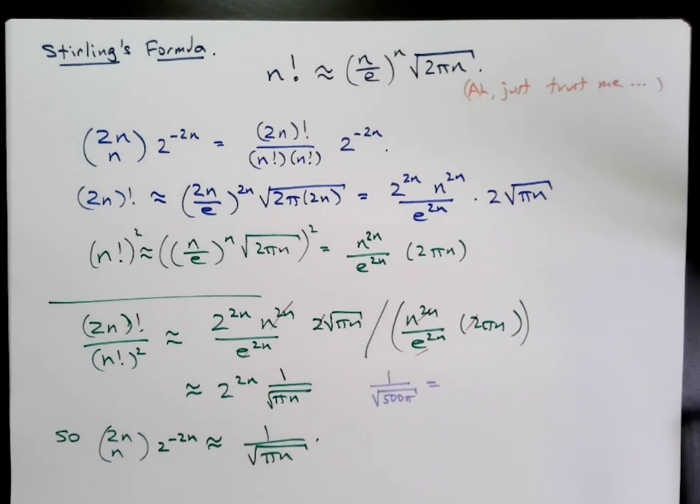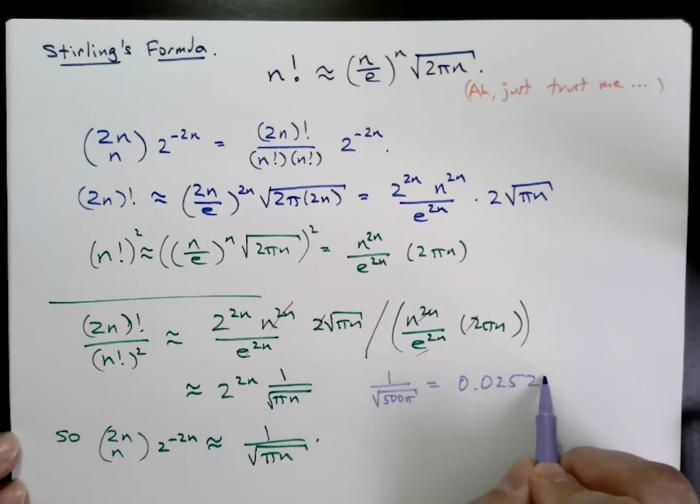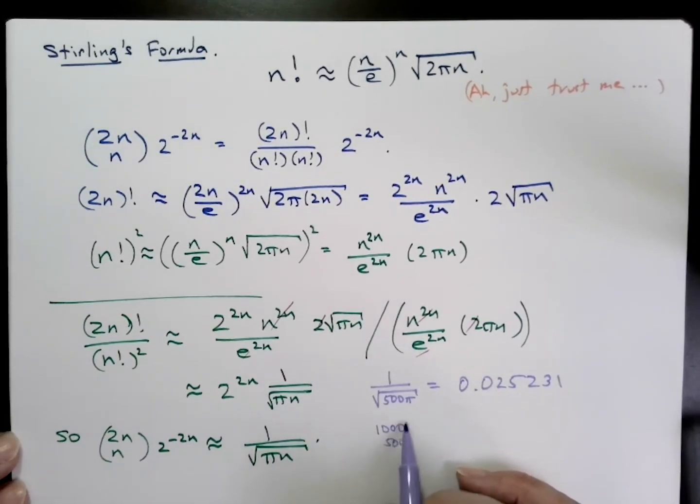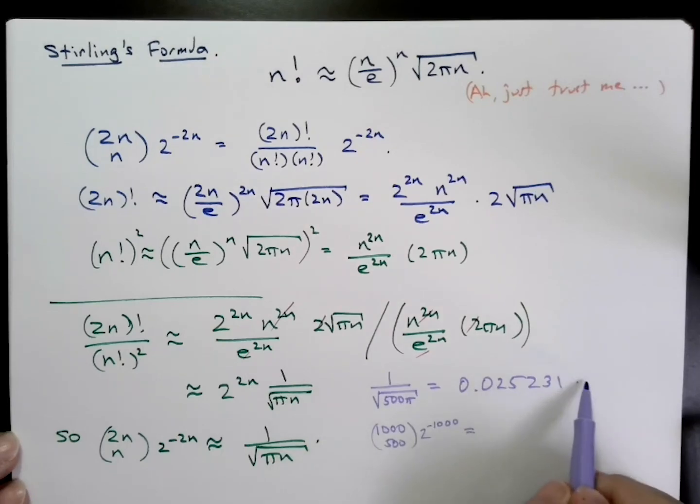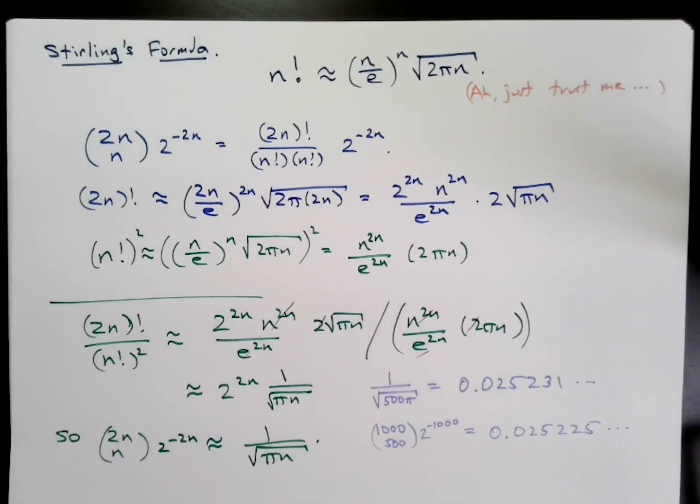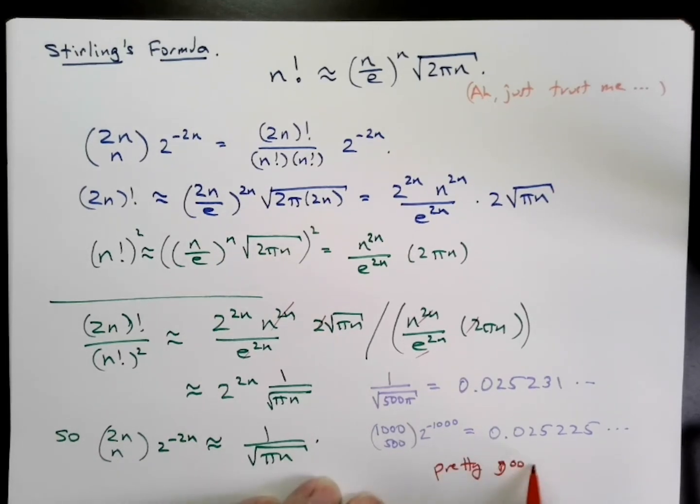Not super fast. In any case, just to check, when I choose n equals 500, which was the original problem we talked about, we can compute the Stirling approximation, and that gives us 0.025231. The actual answer is 0.025225, so it's a pretty good approximation. I'll stop there.